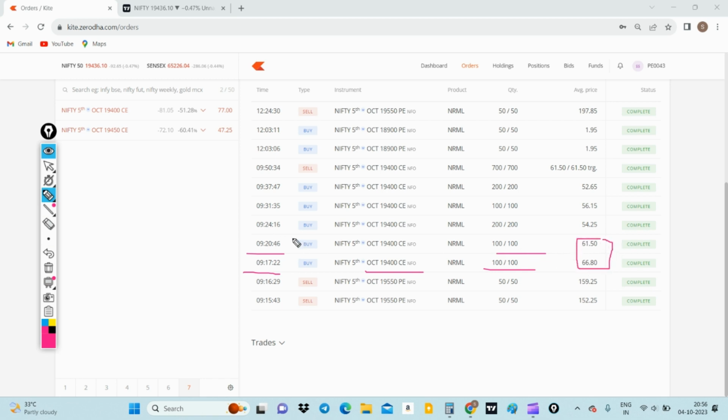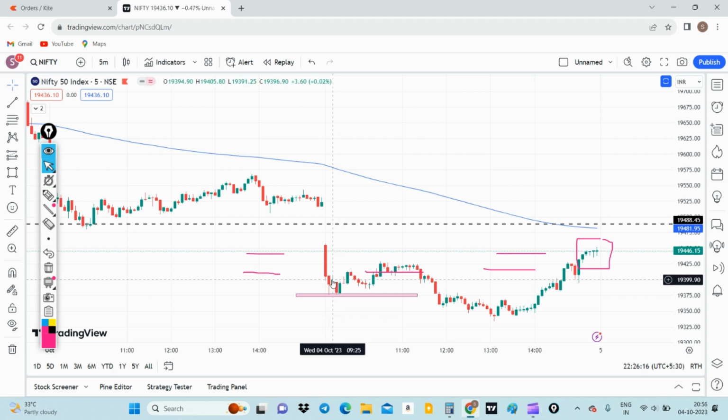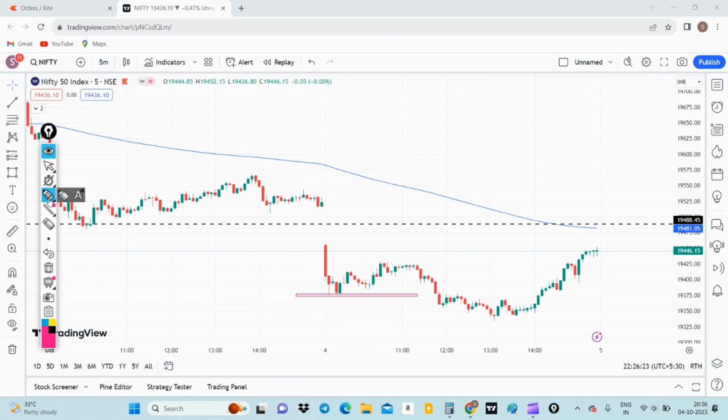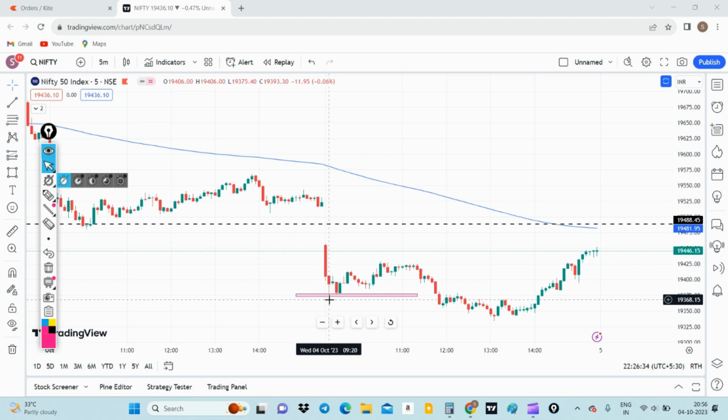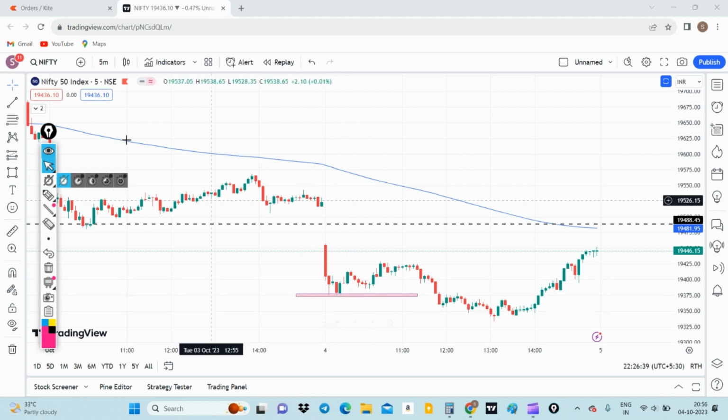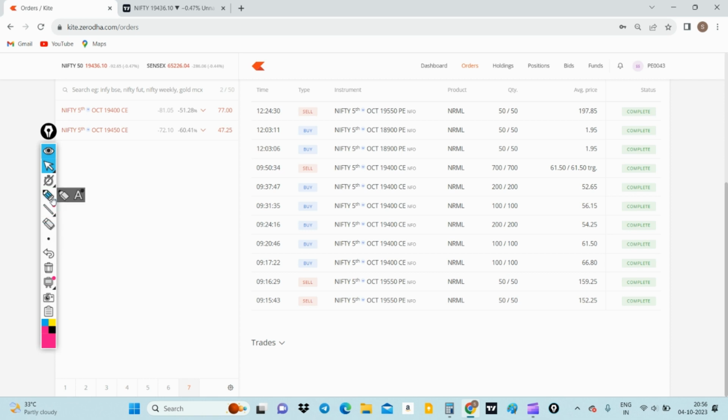By that time, in the Nifty, there was a pullback till around 19,405. The premium had increased however. But in the next candle at around 9:30, we saw Nifty forming a double bottom at this zone, around 19,375. It had taken support at 19,375, and again at 9:30 it took support at a similar spot. Hence I started making an entry again at 9:31, 9:37.